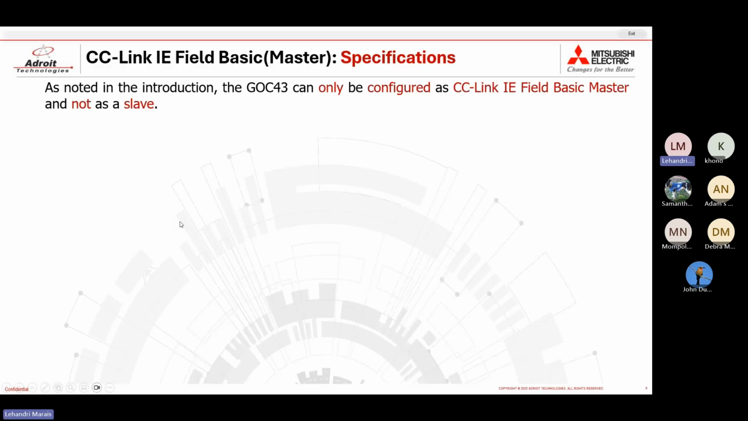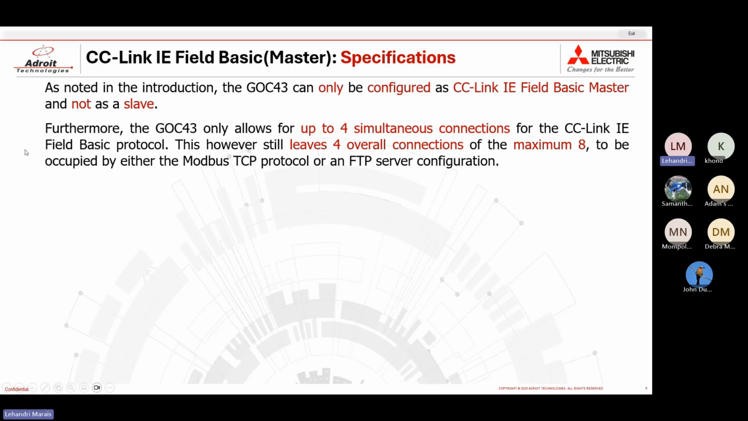So, as we noted, the GOC can only be configured as the master for this protocol and not as a slave. And another thing to note about the CC-Link IE Field Basic communication protocol or configuration is that it only allows up to 4 connections on this specific communication protocol. This still leaves you with 4 other connections out of the maximum 8, which you can use to connect to Modbus TCP devices, or you can configure an FTP server on the GOC.